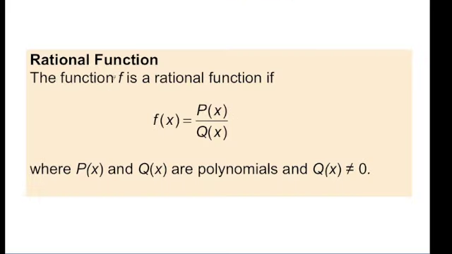A function f is a rational function if f of x equals p of x over q of x, where p and q are polynomials and q of x does not equal 0, since of course we cannot have a 0 in the denominator. We're going to talk about some aspects of the graphs of these functions.